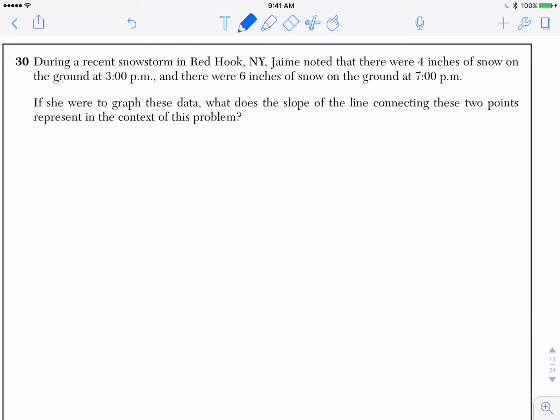We go from 4 inches at 3 p.m., I'm just going to write it so we can see a little bit more clearly, to 6 inches at 7 p.m. Think about slope, comparing x to y here.